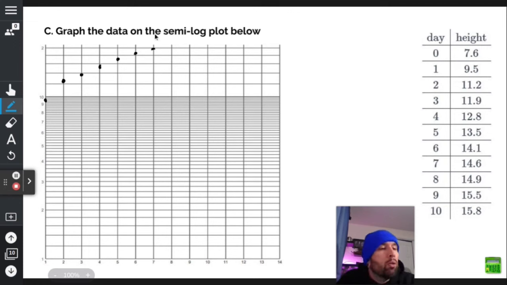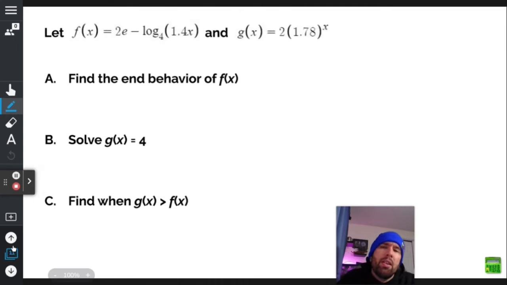So exponential and semi-log plots, remember, the purpose of a semi-log plot is to make logarithmic or exponential functions appear linear. And that's what this does for the most part, except for that first one was weird and probably because I stole this problem from the internet. All right.